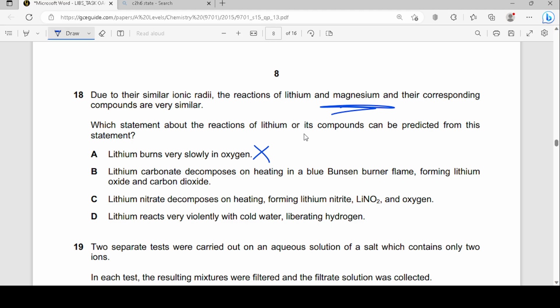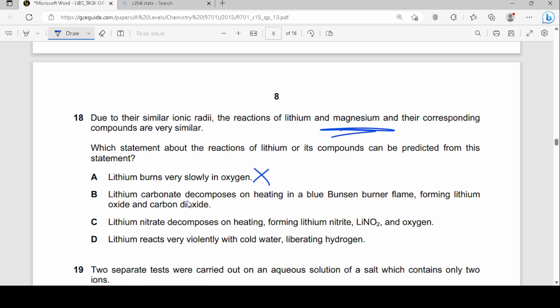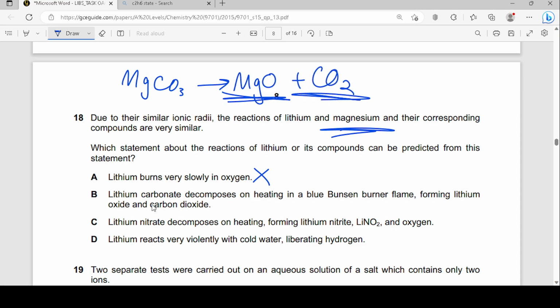Next, lithium carbonate decomposes on heating in a blue Bunsen burner flame, forming lithium oxide and carbon dioxide. So, if I look at magnesium carbonate, MgCO3, yeah, that's right. So Mg2+ and CO3 2-, that gives you MgCO3, right? Then if I decompose this, it gives me MgO plus CO2, right? So magnesium oxide and carbon dioxide. So what are they saying? Lithium oxide and carbon dioxide, which matches with what would be the probable products of MgCO3's decomposition, right? So that means that B could be the right answer. Definitely.